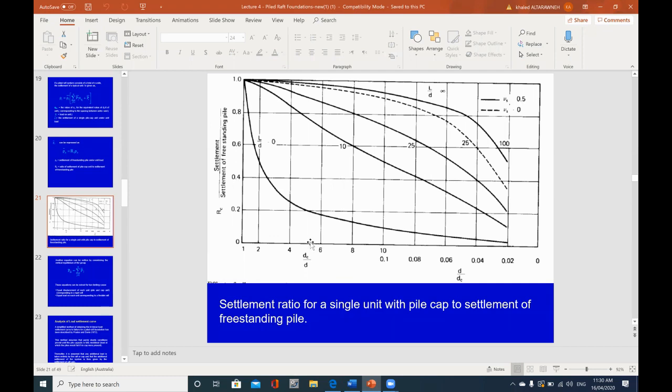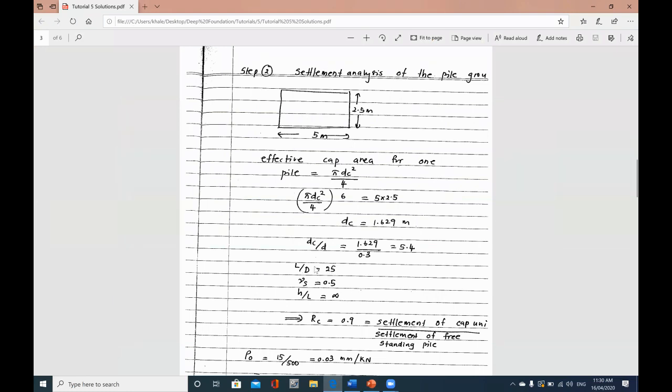Then we need to draw a vertical line until we cross the appropriate L over D value. And L over D value here, we got L over D as 25. The length of each pile is 7.5 meter, and the diameter of each pile is 0.3. So that will give us 7.5 divided by 0.3, that will give us 25, and the Poisson ratio in the problem is given as 0.5, and the H over L ratio is infinity.